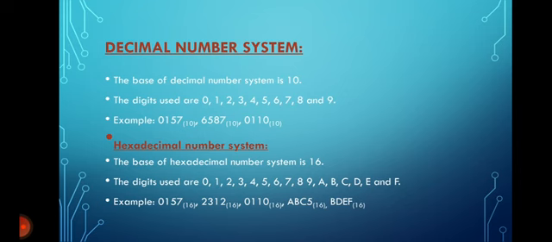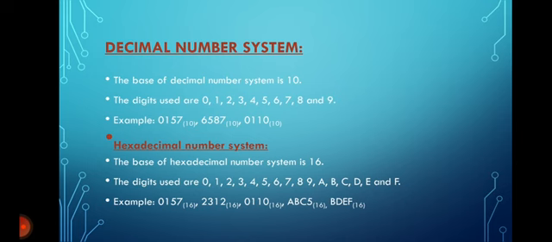Next, decimal number system. We all know the base of decimal number system is 10. That is, the digits used are 0 to 9. Examples are shown here. Then hexadecimal number system. The base of hexadecimal number system is 16. Digits are 0 to 15.